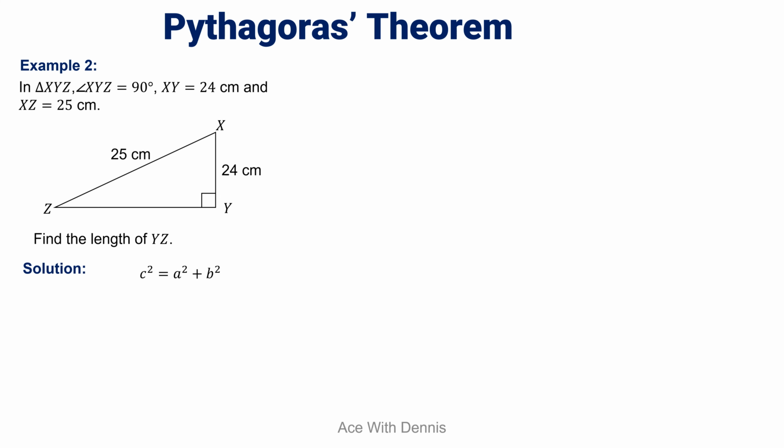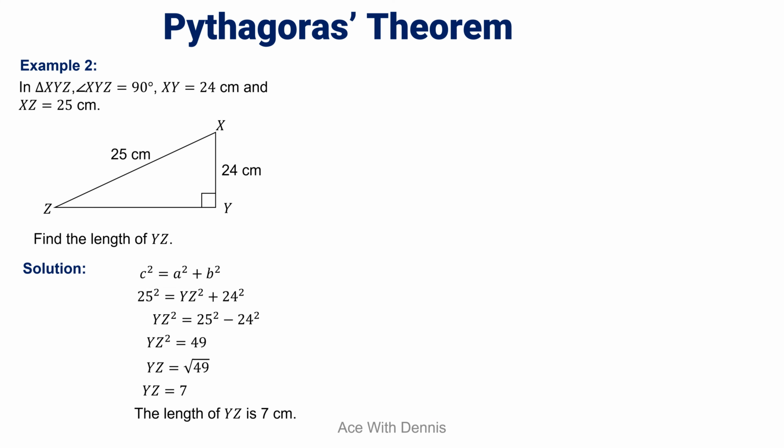So here's the solution. First, start with the Pythagoras theorem formula: C squared equals A squared plus B squared. For this case, you want to find YZ, which is one of the sides of this triangle, and the hypotenuse is 25. Hence, the equation becomes 25 squared equals YZ squared plus 24 squared. Hence, YZ squared equals 25 squared minus 24 squared, which is 49. So YZ will be the square root of 49, which is 7. Hence, the length of YZ is 7 centimeters.